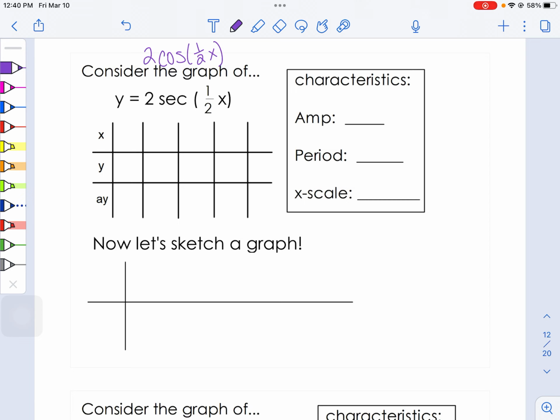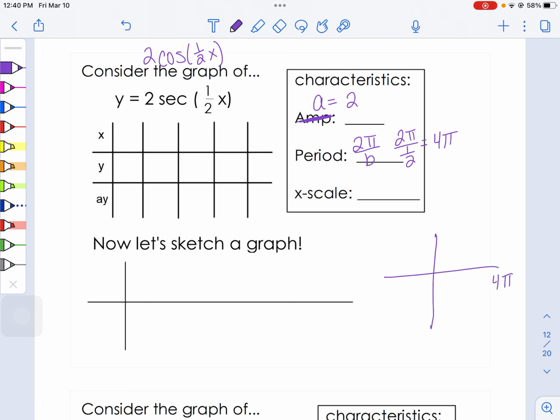This one's actually not going to have an amplitude because it's secant, but my a value is 2, and I'm going to use that to help me graph the cosine. Period is going to be 2 pi divided by b since it's a cosine function. So 2 pi divided by a half is going to give me 4 pi. So we've done this one before.